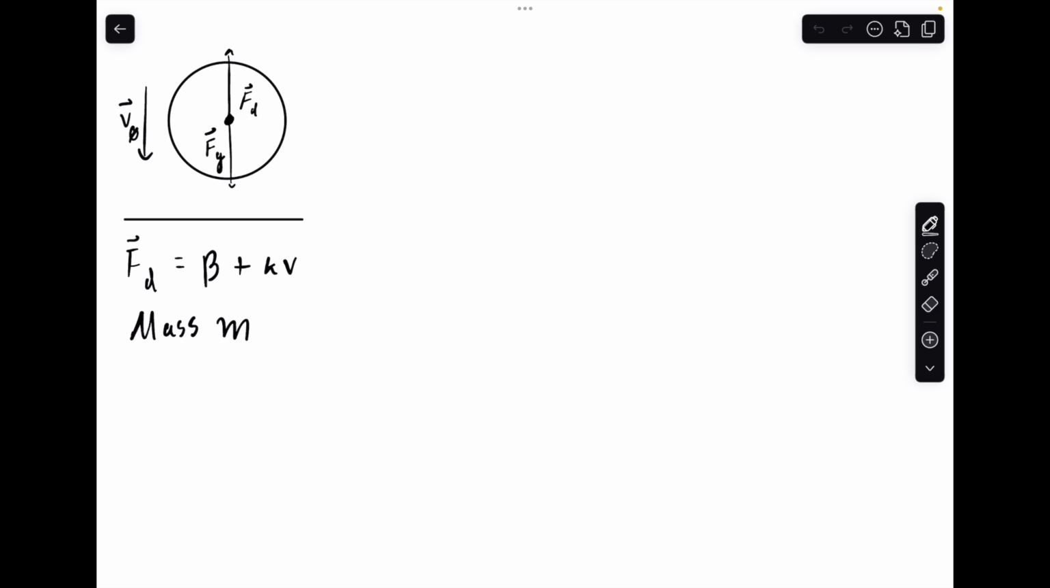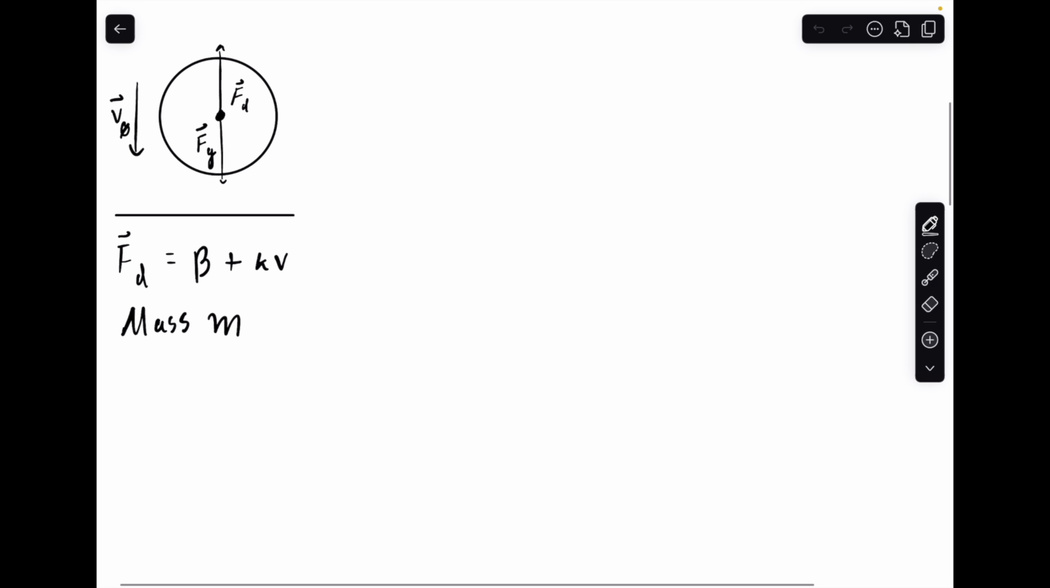Today we're going to be deriving the velocity as a function of time for a sphere that is falling with an initial velocity when the drag force starts to act upon it. And the drag force will be a little bit different than normal, where we'll have b, where b is a positive constant, or you can call it beta, where the drag force is b plus kv, where k is the drag coefficient. So yeah, let's just jump right into it.